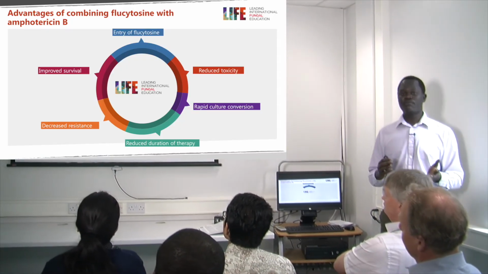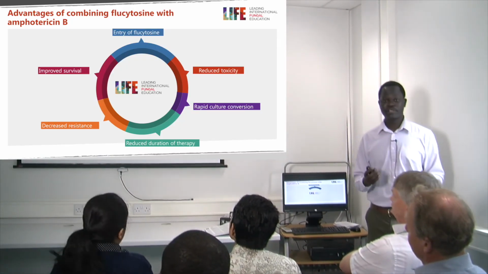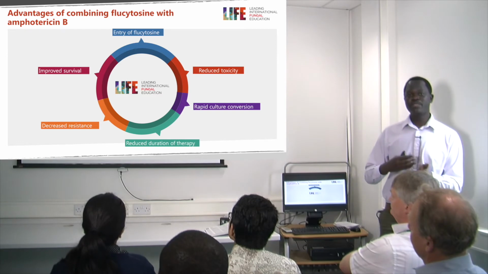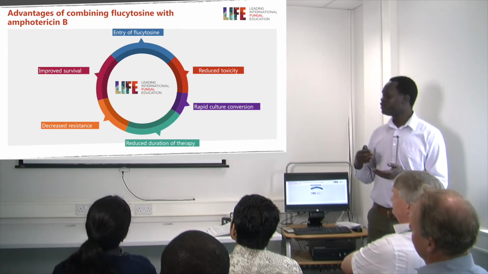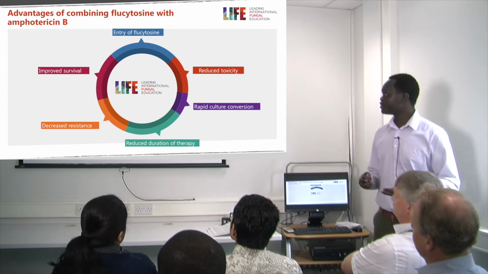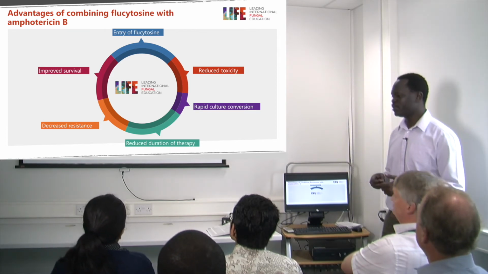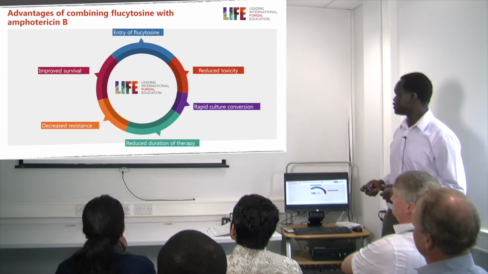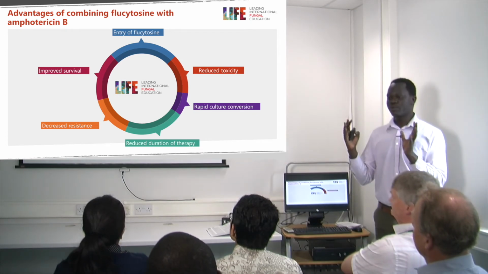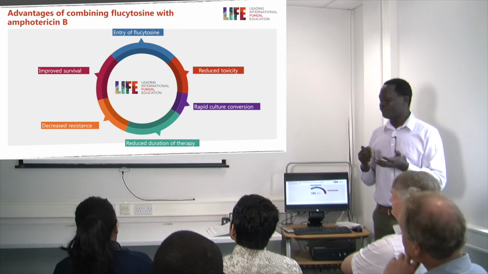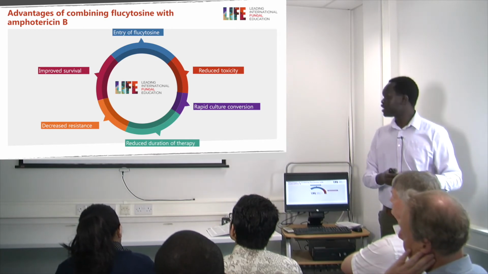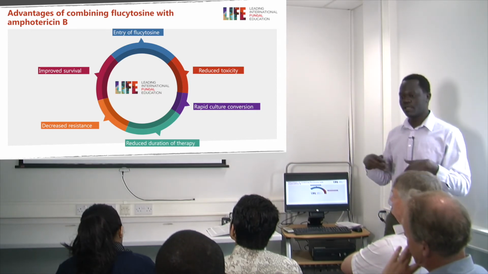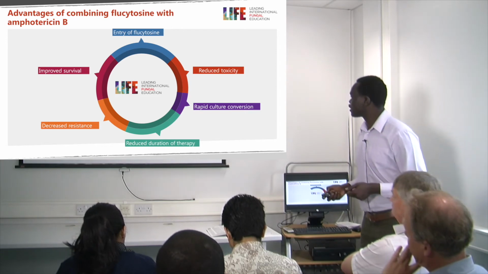What is the advantage of combining flucytosine with amphotericin B when we are treating fungal infection? One is that amphotericin B enhances the rate of entry of flucytosine into the fungal cell. Because of that, you get a higher bioavailability within the fungal cell, and you achieve a higher rate of DNA and RNA synthesis inhibition. Two is that when you use the two in combination, the likelihood of amphotericin B or flucytosine adverse events is reduced, because you will use lower doses of both agents and achieve a synergistic clinical effect.